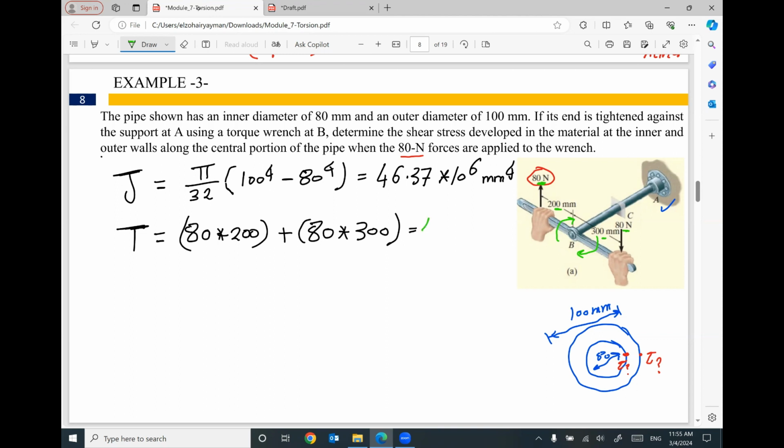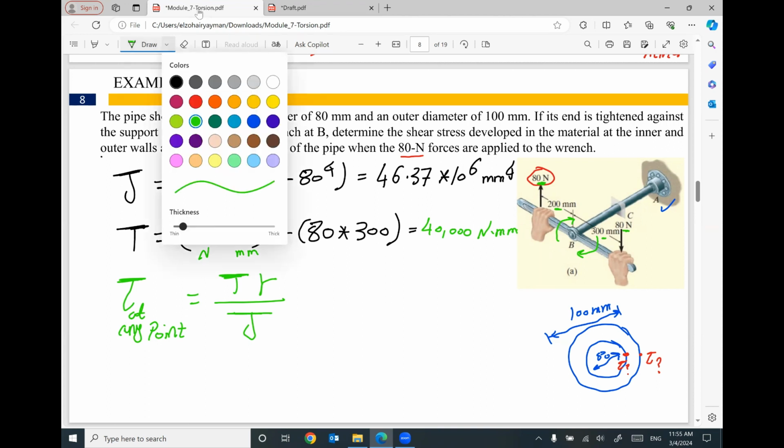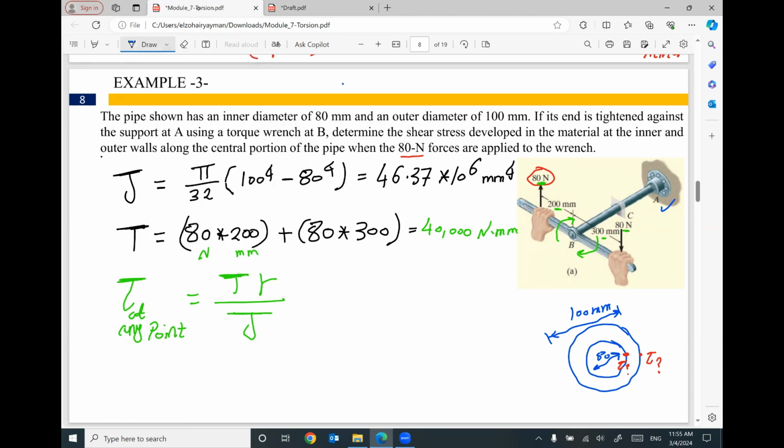will give you 40,000 Newton millimeter. Keep in your mind, this one in Newton, this one in millimeter. So the final unit for the torque will be 40,000 Newton millimeter. The shear stress at any point originally equals the applied torque times the distance R divided by J. This is the original equation to figure out the shear stress at any point.